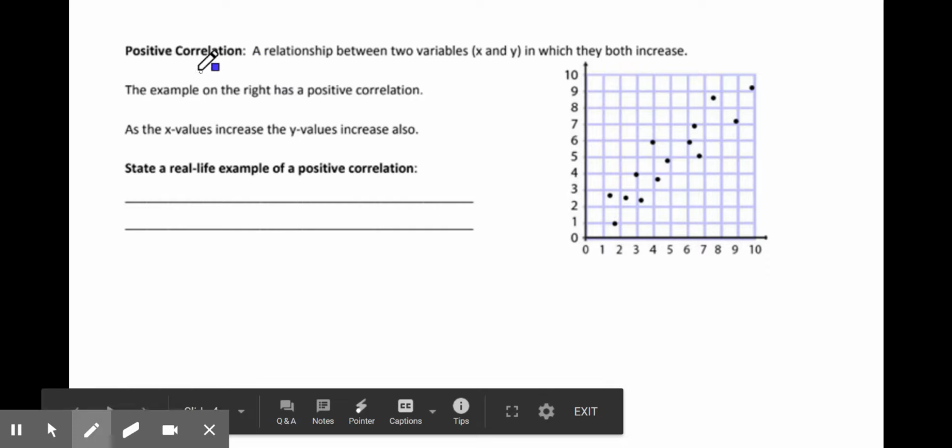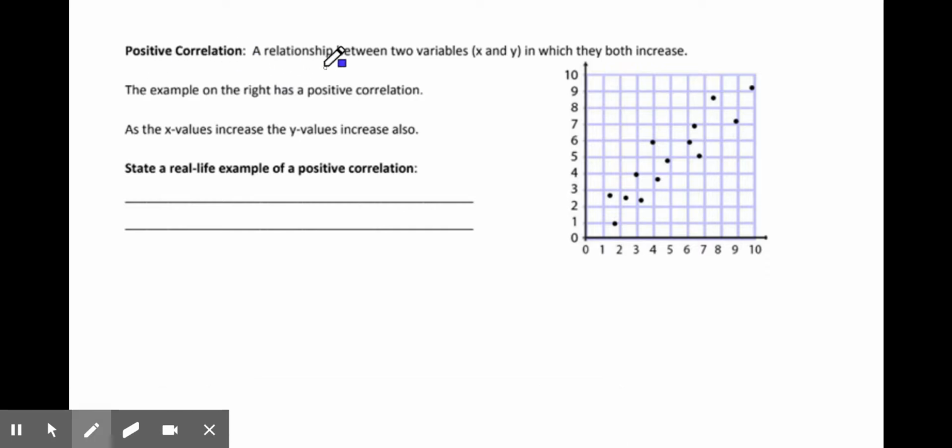So a positive correlation means the relationship between the two variables, x and y, they both increase. They're both going up. As x goes up, y goes up. If you try to draw what would be like a line in here somewhere, as best you can, your line, this is called a line of best fit, which we'll talk about in a few minutes, has a positive slope. Positive slope for positive correlation.